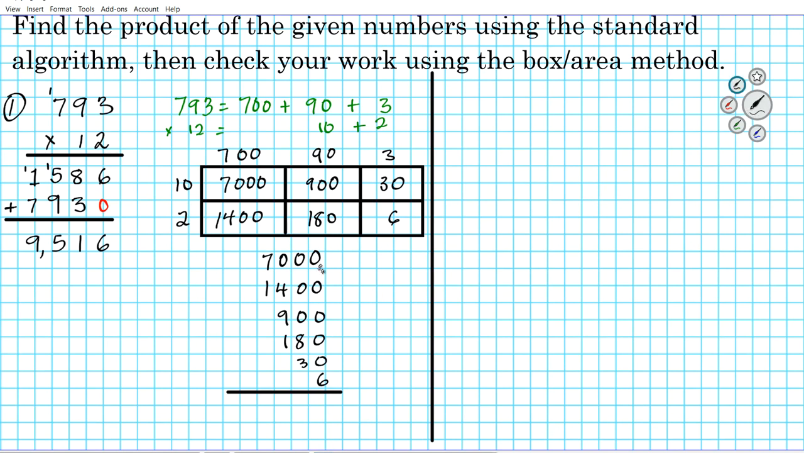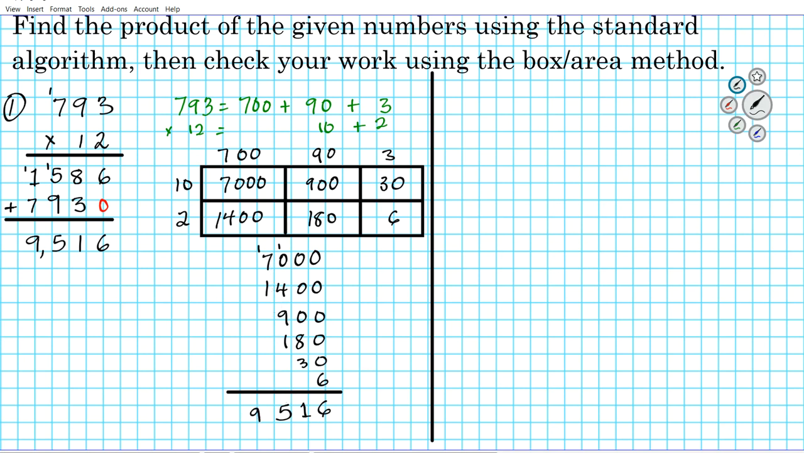Adding downwards, 0 plus 0 plus 0 plus 0 plus 6 is 6. And in the tens place, 0 plus 0 plus 0 plus 8 plus 3 is 11. So we'll put a 1, and then we carry 1 over to the hundreds place. Okay, 1 plus 4 is 5, and then 9 plus 1 is 10. 10 plus 5 is 15. Put a 5 in the hundreds place, and then carry over a 1 to the thousands place. 1 plus 7 is 8, plus 1, 9.